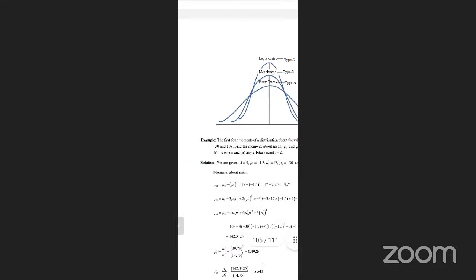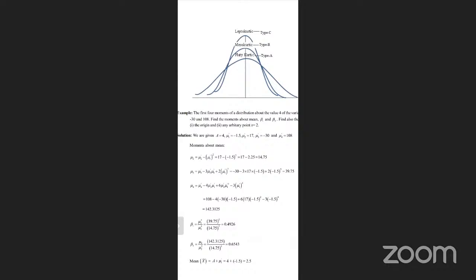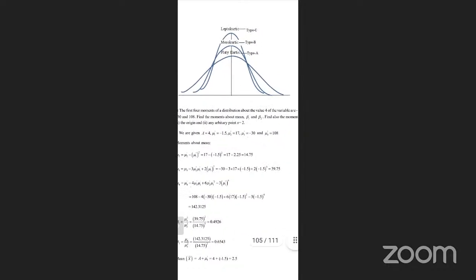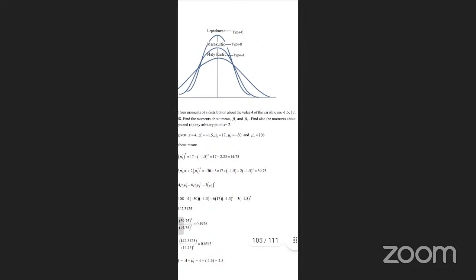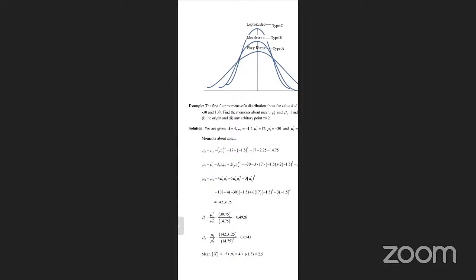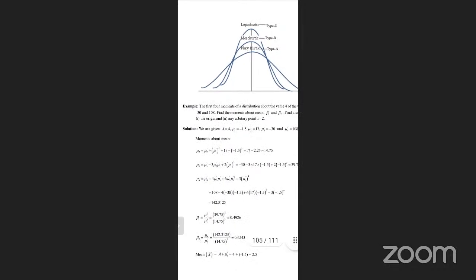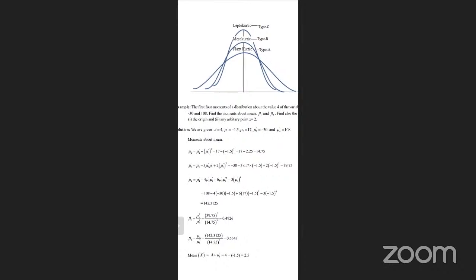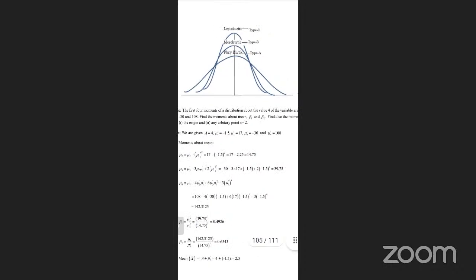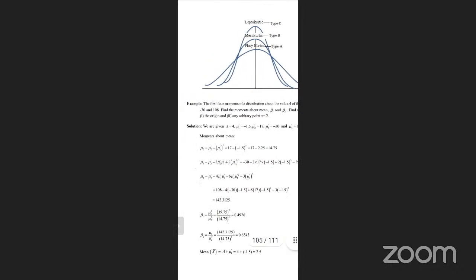Here is one example problem. The first four moments of a distribution about the value 4 of the variable are -1.5, 17, -30, and 108. Find the moments about mean, that is mu1, mu2, mu3, mu4, beta 1, beta 2. Find also the moments about number 1, the origin, that means a is equal to 0. Number 2, any arbitrary point, that is x is equal to 2, means a is equal to 2. So these are the 3 or 4 points in this problem.